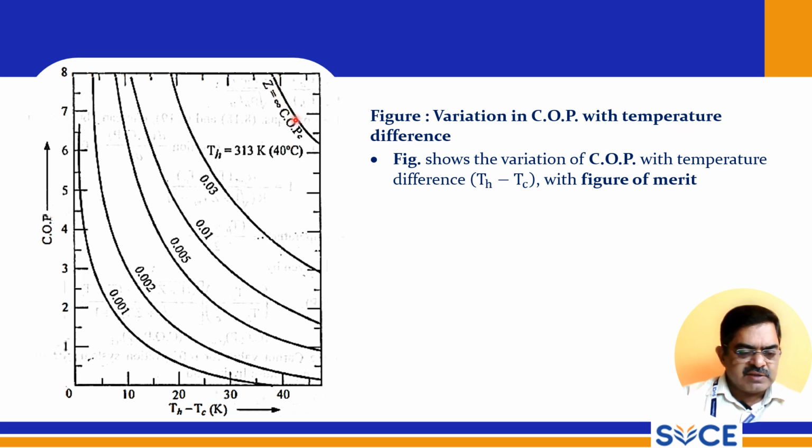The Z, that is the figure of merit, is directly proportional to COP, and here this is the 0.03 curve, and this is the 0.01 curve, and this is 0.005, and this is 0.002, and this is the 0.001 curve. So this is how the figure of merit curve can be drawn.